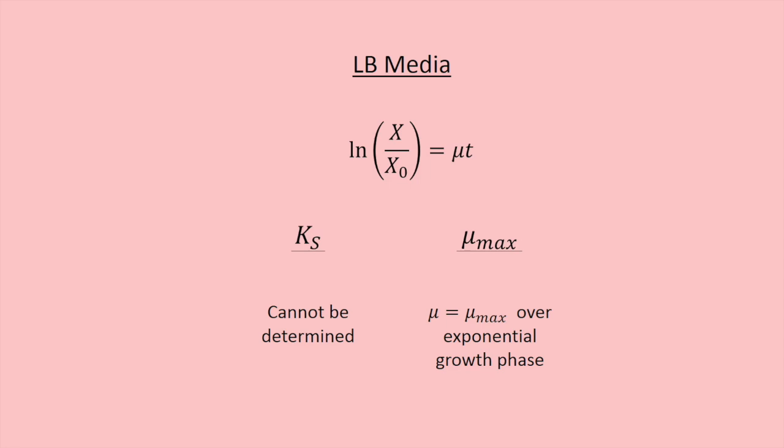Due to the fact that LB is rich in nutrients, it can be assumed that substrate concentration remains constant relative to changing biomass. For this reason, Ks cannot be determined for LB media. Mu max can be determined from the semi-log plot of biomass concentration versus time.